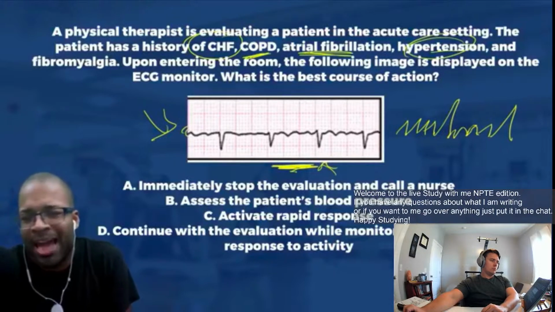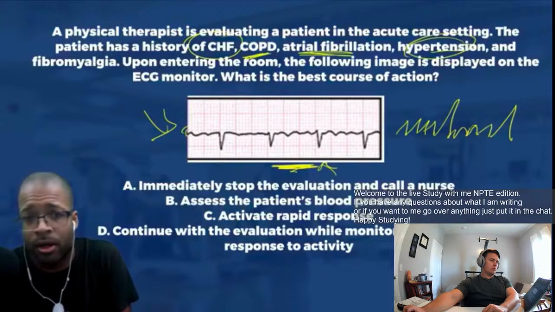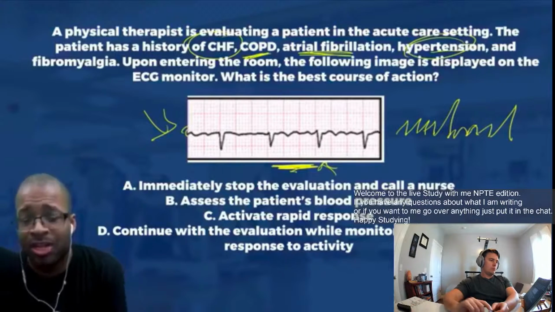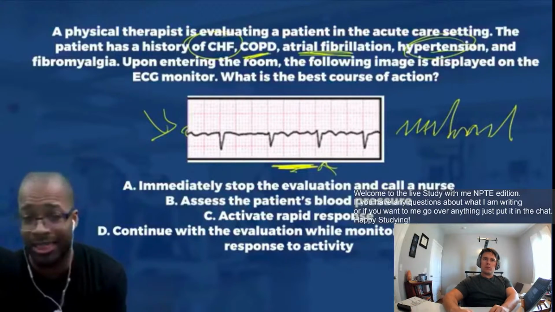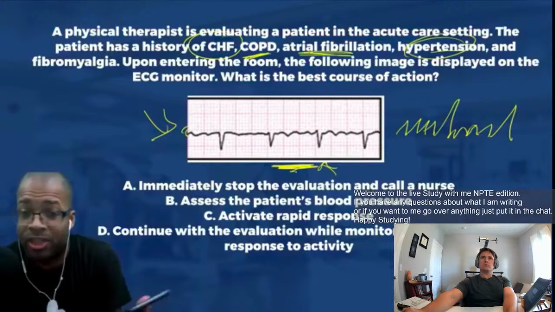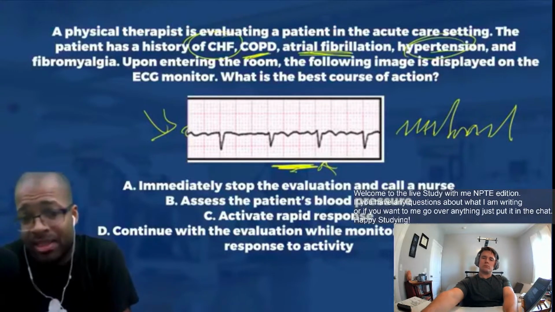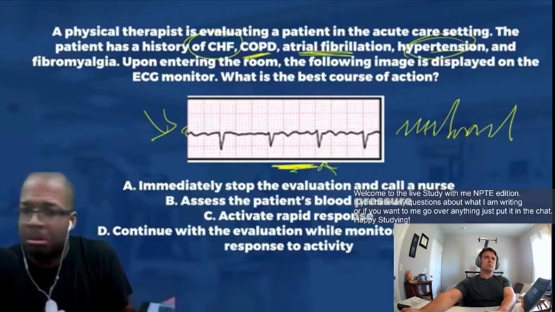So here's the deal. Atrial fibrillation is actually a pretty common condition for an elderly person who has congestive heart failure, who has these cardiac issues. So atrial fibrillation is not an emergent condition, and the patient had atrial fibrillation previously and is now presenting with atrial fibrillation on their ECG. That's what I expect to see. So immediately stop the eval, I would not do that.